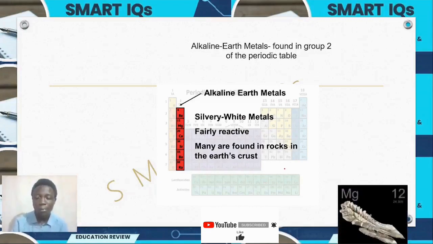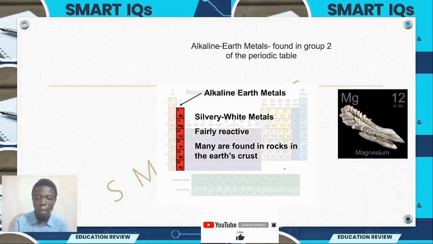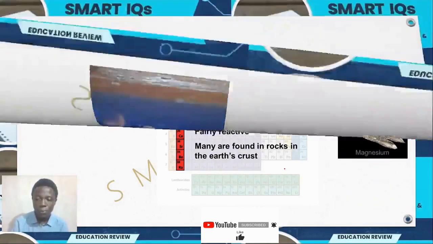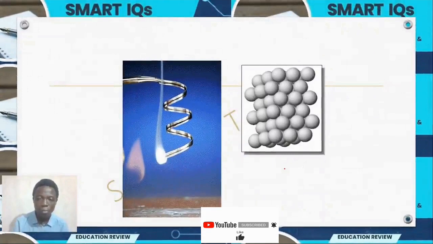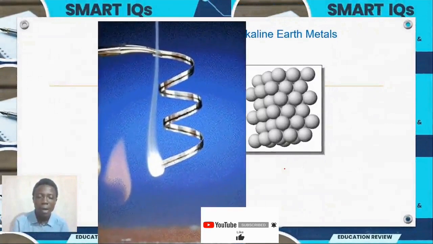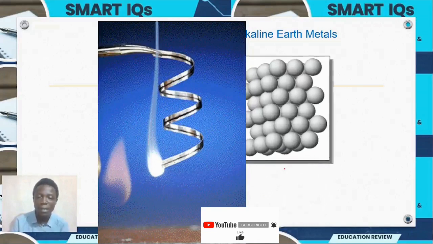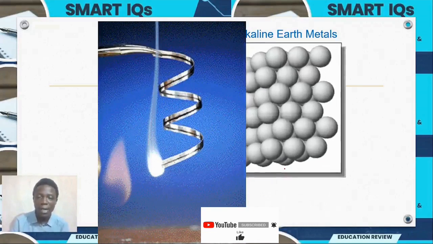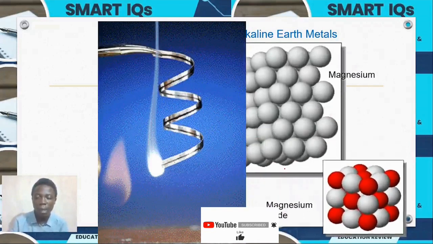We have magnesium. These are group 2 elements, as you can see now. They are also metals, don't forget, but not as reactive as the alkali metals. So magnesium, and this is magnesium oxide.